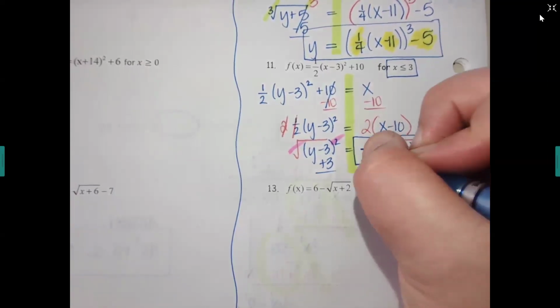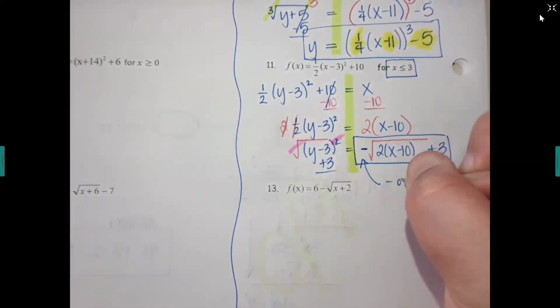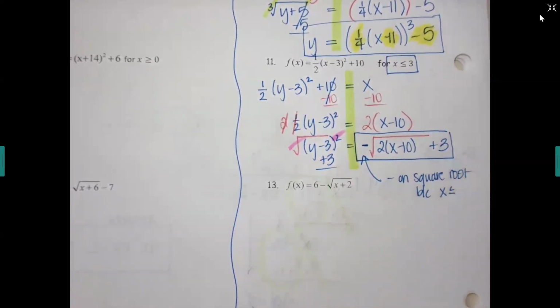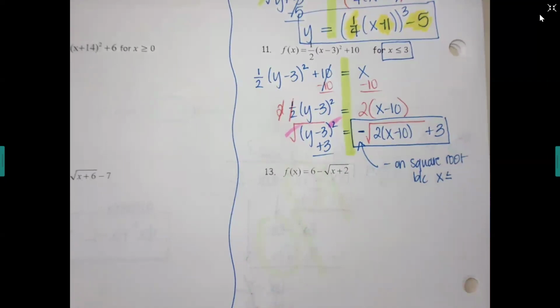And then I'm going to put a little note here. Negative on square root because x less than or equal to. Versus if it had been a greater than, I would have put a plus in the front. But that question on your test about that one for sure is multiple choice, so that you won't forget which one to put in front. Okay?